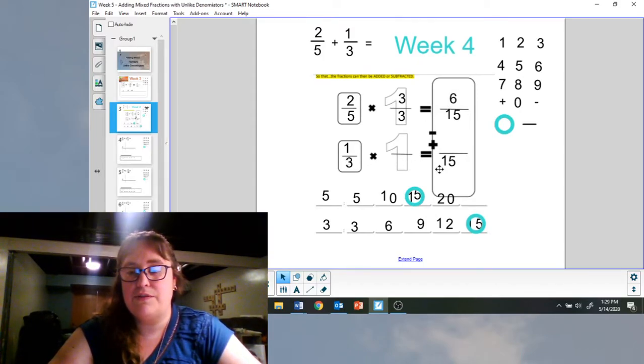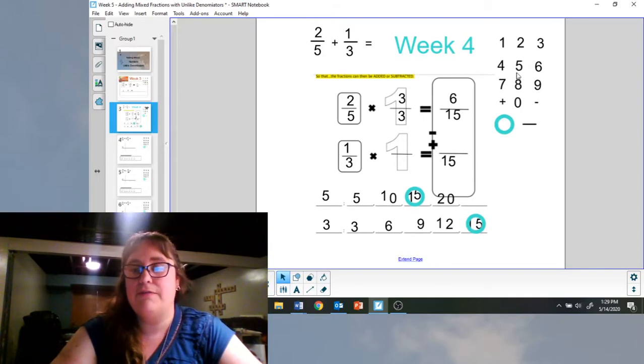3 times what gives you 5? Again, you can use your multiplication chart, or I've got it right here. Times 1, times 2, times 3, times 4, times 5. 5 over here as well, because this gives 5 pieces out of 5, which is 1 whole. 1 times 5 is 5.